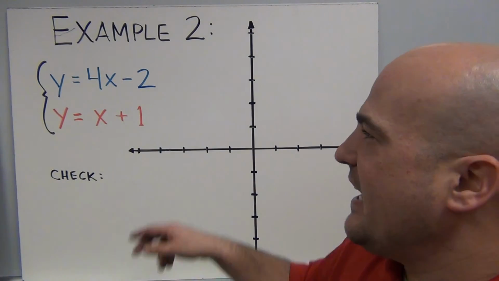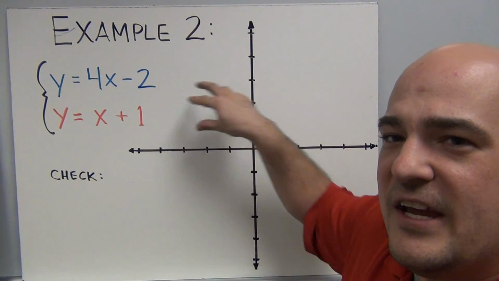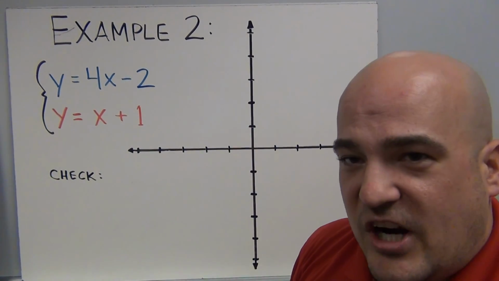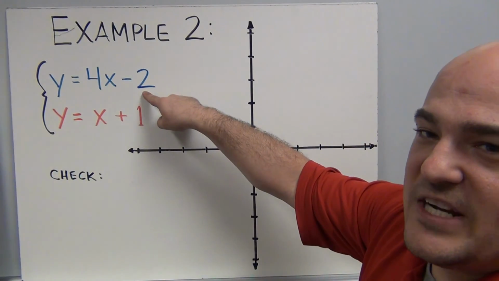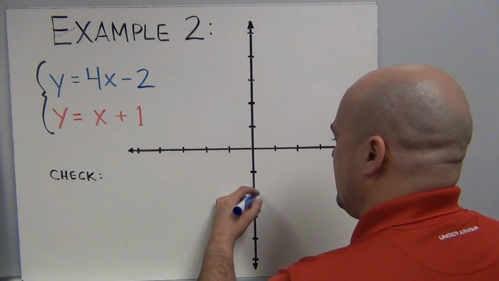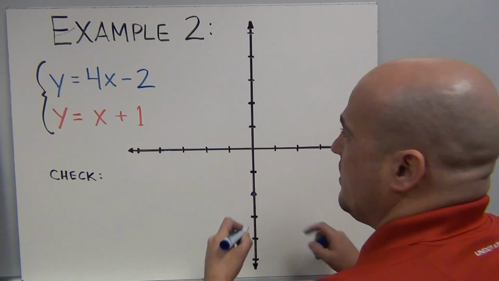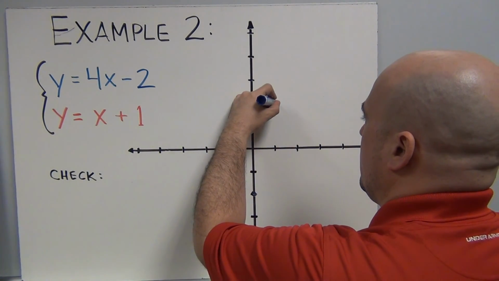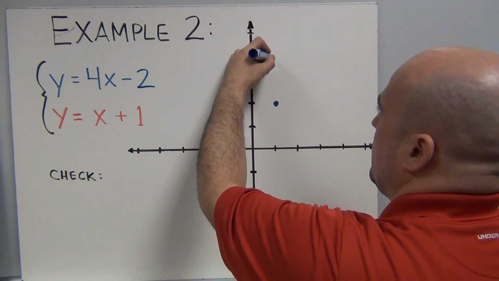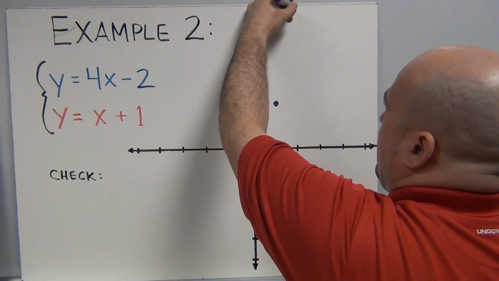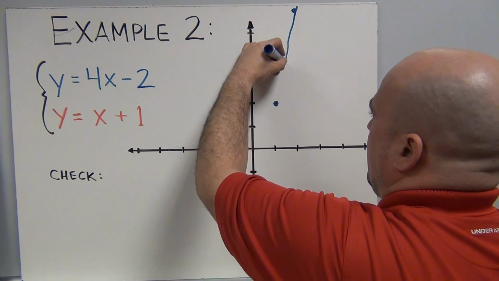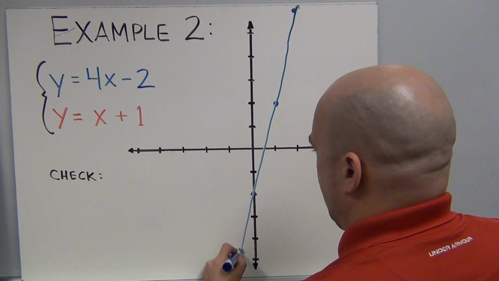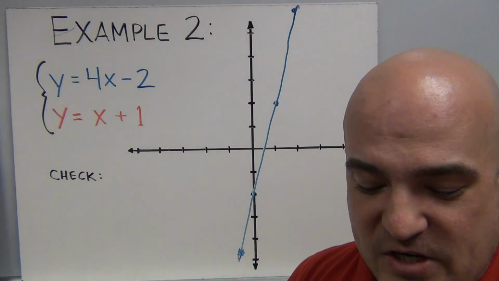All right, example 2 here. Again, I've got a system of equations. I've got two equations over here, and I've got a graph. I'm going to use this graph to graph both of these lines, and I'm going to see where they cross. So let's try it out. Let's graph the first one. Y equals 4x minus 2. My y-intercept is negative 2. My slope is 4, so I'm going to go up 4 over 1. All right, so my line for the first equation is going to look something like that.